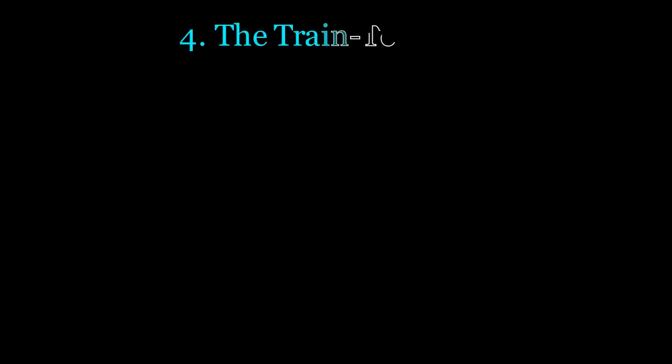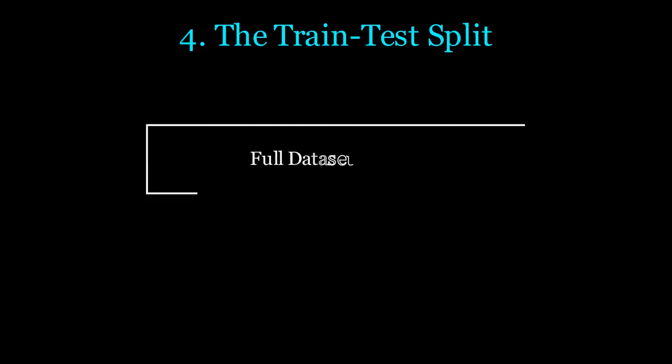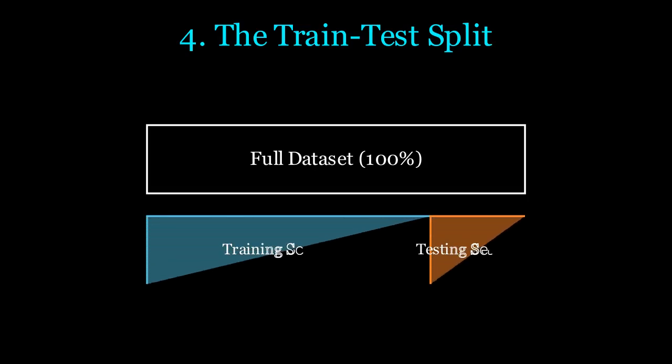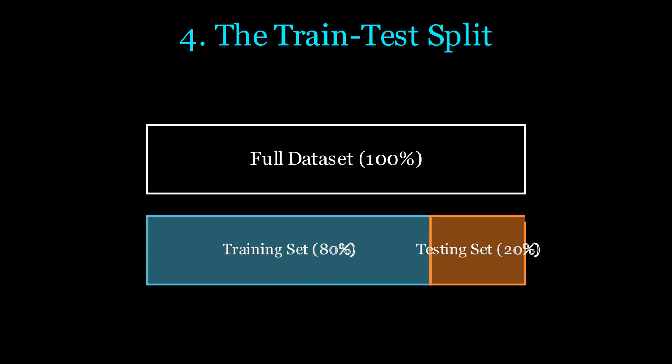To solve this, we introduce the train-test split. We divide our data into two distinct sets. The training set is the textbook, the data the model uses to learn parameters. The testing set is the final exam, unseen data used to evaluate performance. If a model performs great on the training set but poorly on the testing set, we know it has failed to generalize. This brings us to the fundamental bias-variance tradeoff.